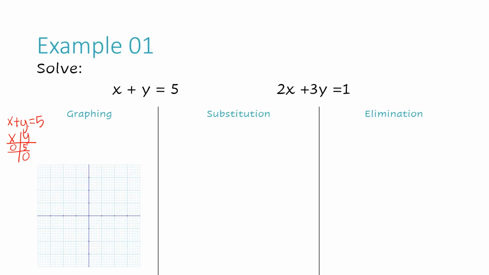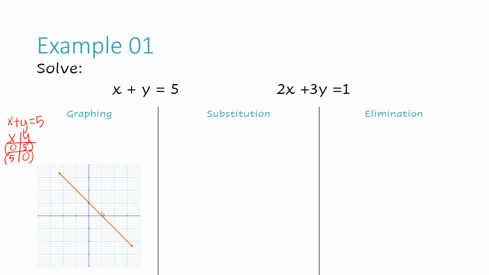Next, I'm going to plug in 0 for y, x equals 5. So now I've created 2 points that I can graph, okay? I can graph the point 0, 5, and I can graph the point 5, 0. When I graph the first, 0, 5, I'm going to end up with a point right here. When I graph the point 5, 0, I'm going to end up with a point right here. Then I'm going to draw my line. And it goes right through those points.